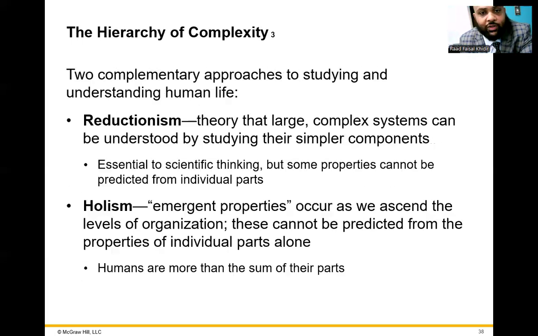Okay. Reductionism is when we go from top to bottom, when we dissect the organism down to organ systems, organs, and then tissues and cells. Holism is when we study the emergent properties that occur as we ascend. So now we're going the other way around. Reductionism is when we go from the biggest to the smallest, and holism is when we go from the smallest up to the biggest part.